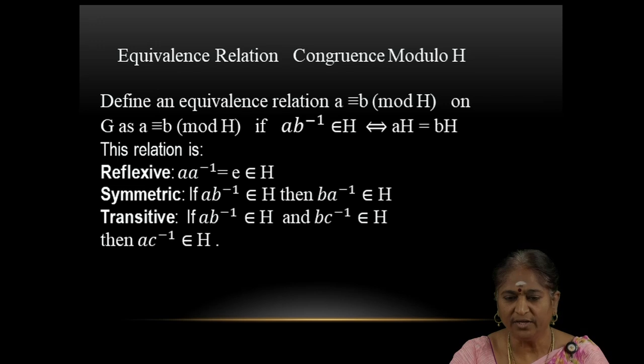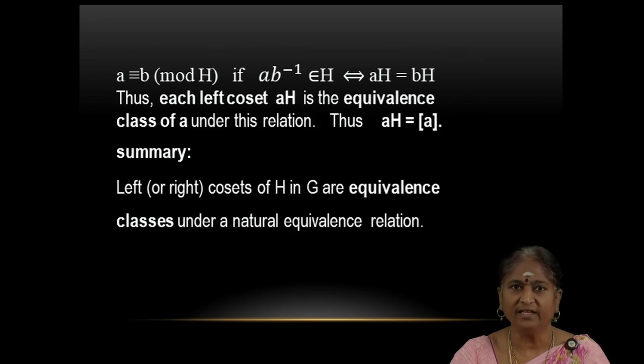Now we are going to show that congruence modulo H is an equivalence relation. It satisfies the conditions of reflexive, symmetric, and transitive. Then we say that this congruence modulo H forms an equivalence relation. We defined a congruent to b mod H if ab inverse belongs to H, if and only if aH equals bH. From this, we already know the definition of the left coset, that is aH equals the set of all ah such that h belongs to H.